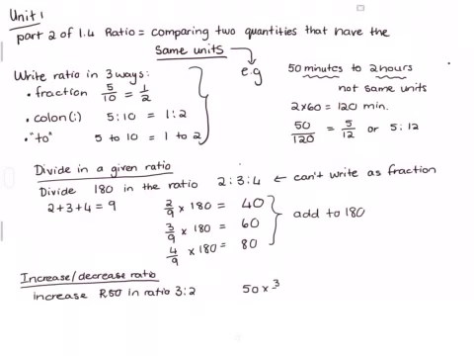50 times 3/2, and remember your rand sign with your answer, 75 rand. So as long as your numerator is bigger than your denominator, it will automatically increase.